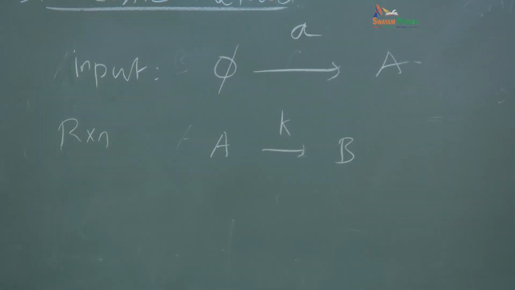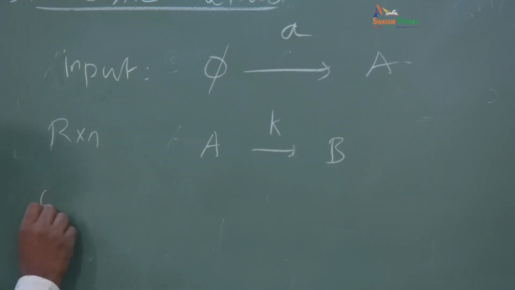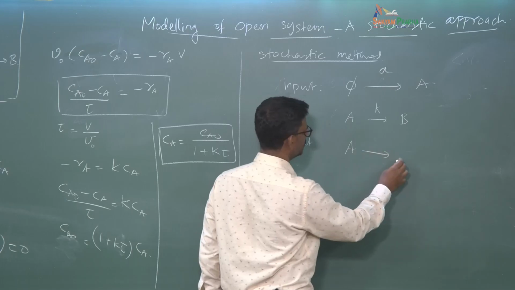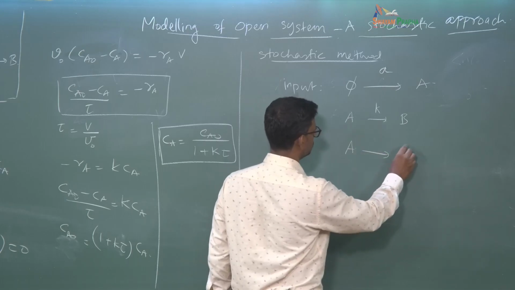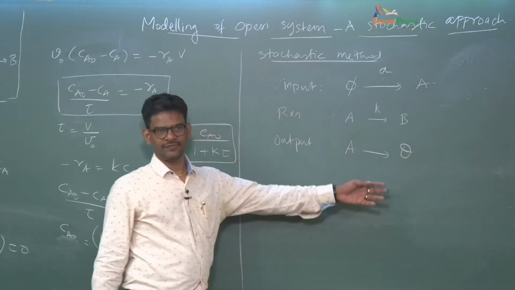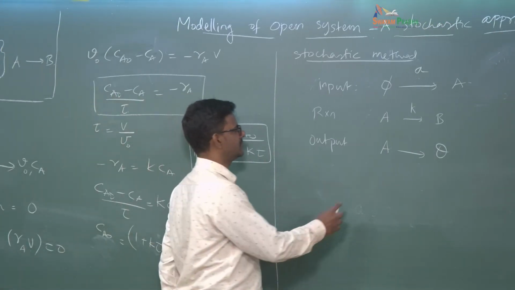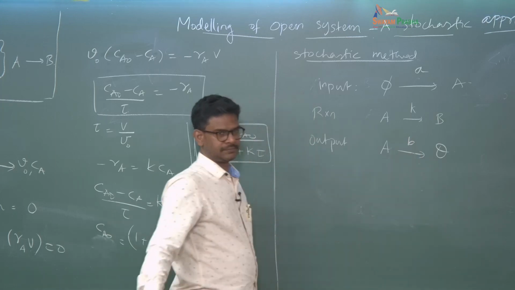Now when you think about the output or outgo, you have to say this is something like A going into some theta, which is more like a dead state, it's gone, not going to come back. So here we say some rate constant B.